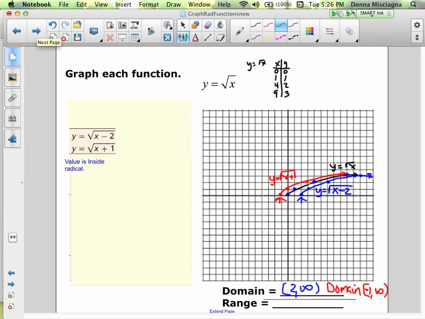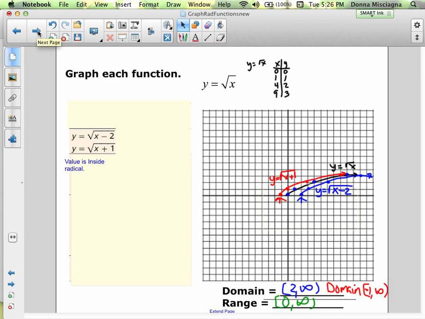Now the range is the same for both those graphs. Notice they are on the y-axis, which means our smallest value of y was 0. So 0 to infinity. Since we didn't shift it up or down, we didn't change our range. So on the square root, if you shift it right and left, you're going to change the domain. If you shift it up and down, you're going to change the range.